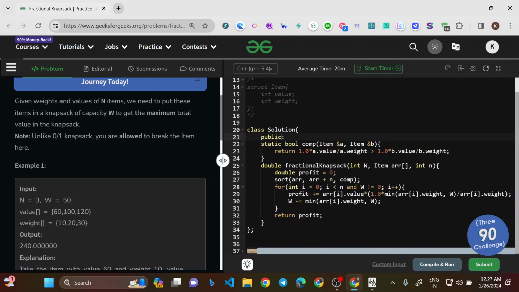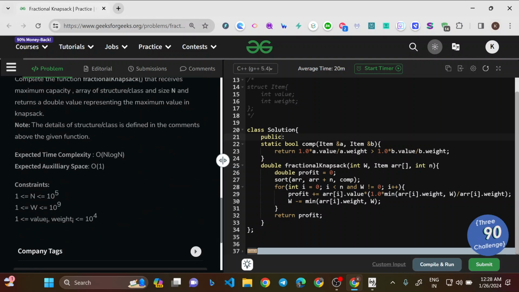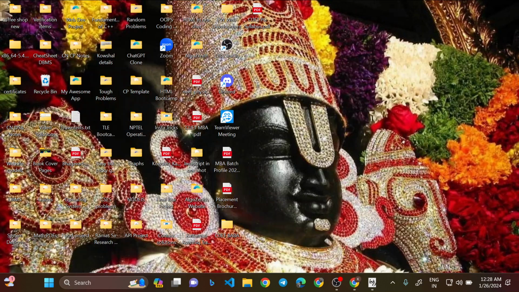There is a note given as well. Unlike 0/1 knapsack, you are allowed to break the item here. So if you have never solved the problem 0/1 knapsack, do consider giving some time towards solving that question. But if you are not really interested in solving that, it's completely fine. We'll solve this in a new dimension. These are the examples given, and the expected time complexity is n log n and auxiliary space O(1), and we'll be solving it using this particular constraint itself. So okay, let us go through the solution now.